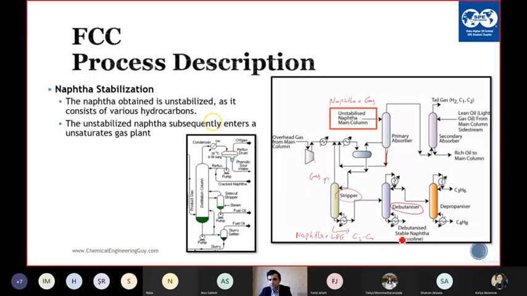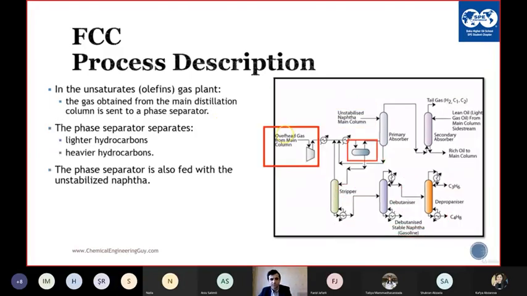Debutanizer separates the stable naphtha. You can see that we have stable naphtha here, and LPG here. LPG is C3, C4. And then we have the depropanizer, which separates the C4 and C3. Now we have the PPF, propane propylene fraction, and BBF, butane butylene fraction here.